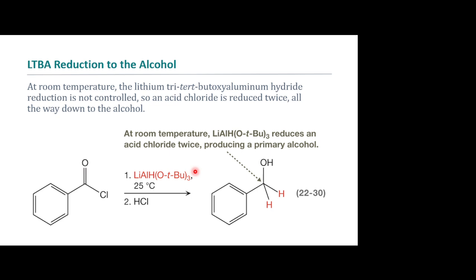So at room temperature, your hydride reduction is not going to be controlled, at least not as much. What's going to happen is your acid chloride here will actually be reduced twice. We'll go all the way down to the primary alcohol because it's going to be too warm. We'll end up being able to overcome both energy barriers without significant difficulties.